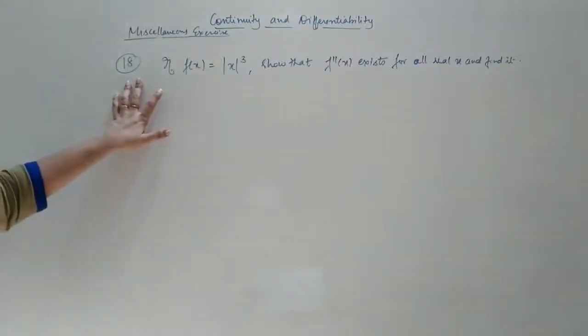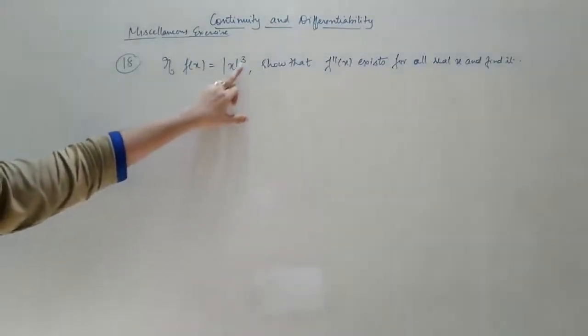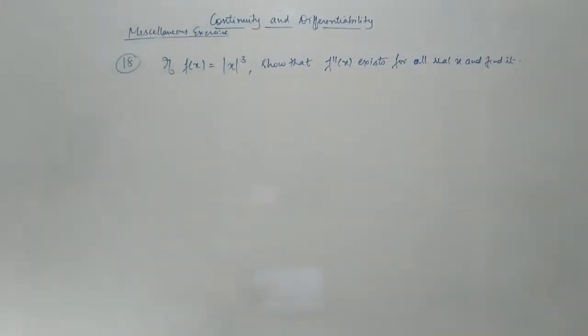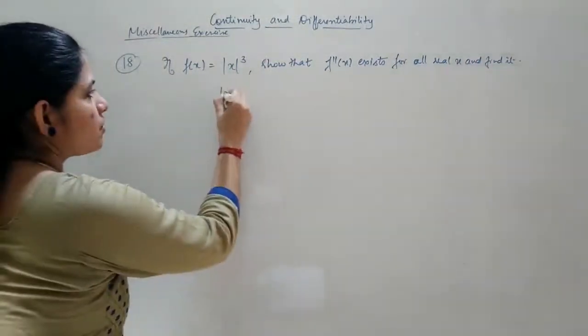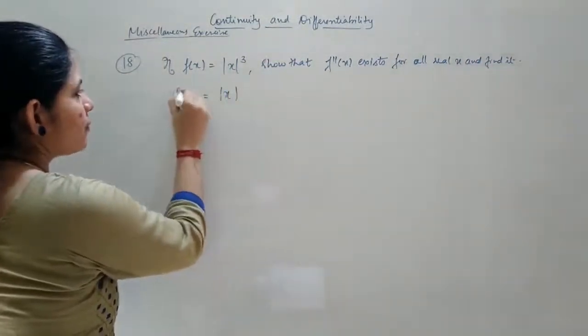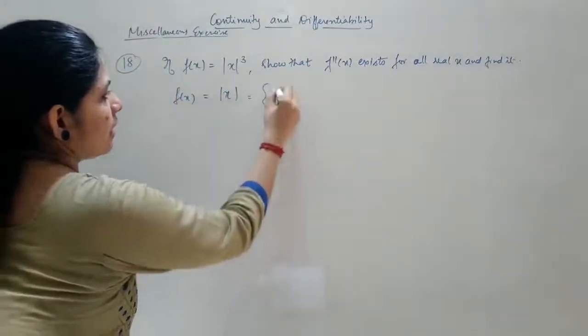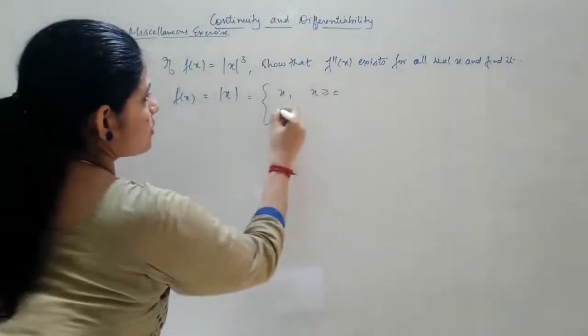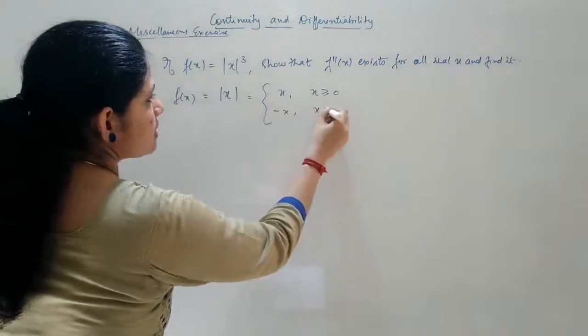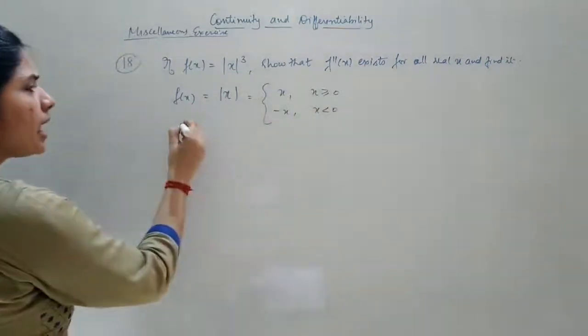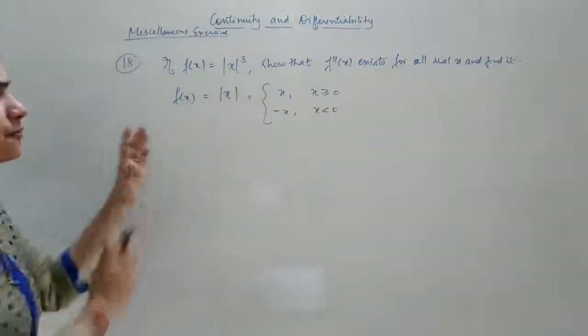The 18th question is, if f of x equals mod of x the whole cube, show that f double dash of x exists for all real x and find it. So first of all, we should know what is mod x. If you have f of x to be mod x, it is x when x is greater than or equal to 0 and minus x when x is less than 0. So in this case you have to split and do it.